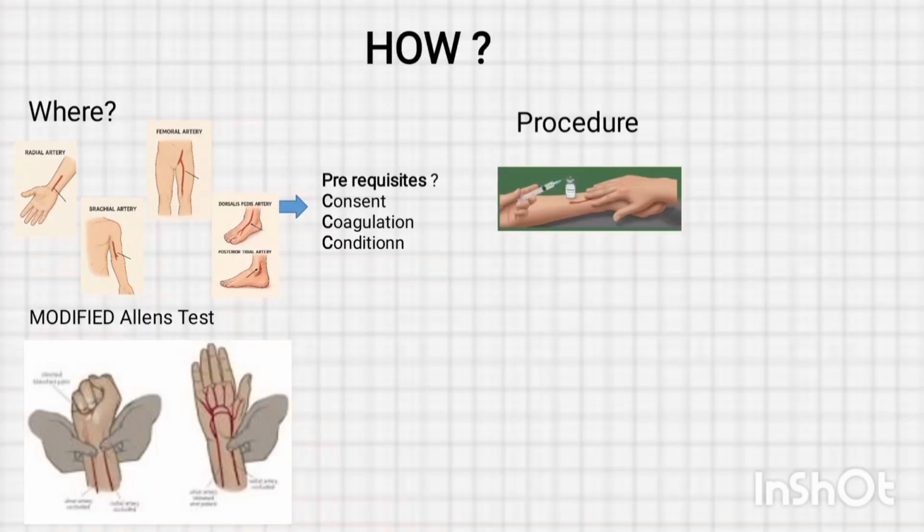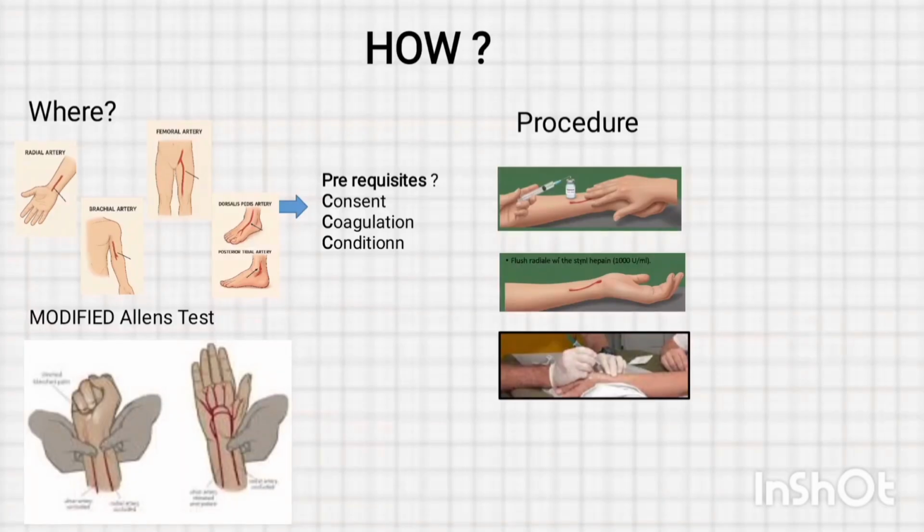Procedure. First, flush the syringe with 1 ml heparin and keep it ready. Next, gently extend the wrist 20 to 30 degrees to bring the radial artery to the superficial plane. Locate the radial artery with the middle and index finger of the non-dominant hand over the radial styloid process and we feel the radial pulsations. Now insert the needle at 30 to 45 degrees with the bevel of the needle upwards, and that should be inserted just distal to the planned puncture site.